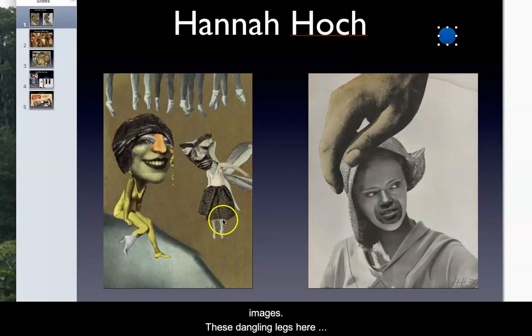These dangling legs here return up here. So that's an idea of repetition, between these legs here and these legs here. Notice the proximity, how close some of these objects are to each other, and the distance that these objects have from each other. So that's proximity. Continuity is where this shoulder, or this form that we see right here, is disrupted by the figure, but we know the form continues underneath.